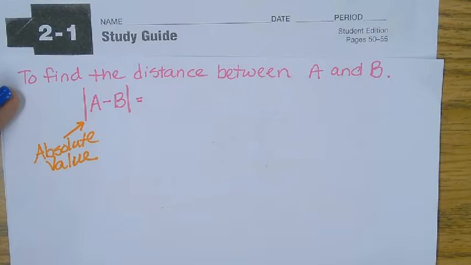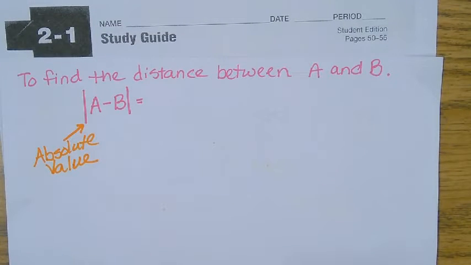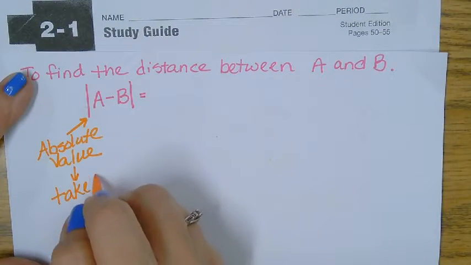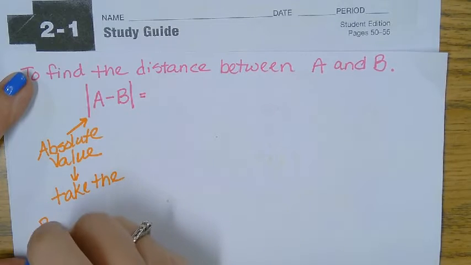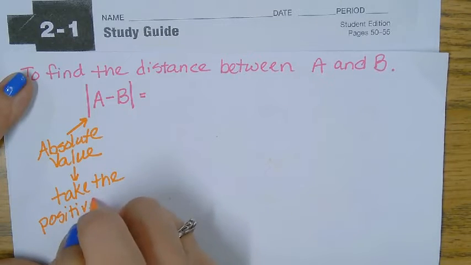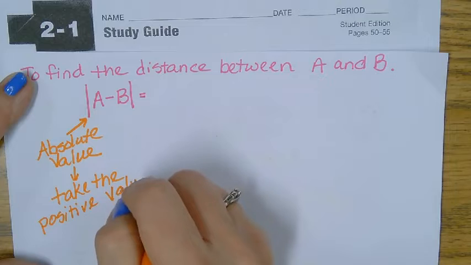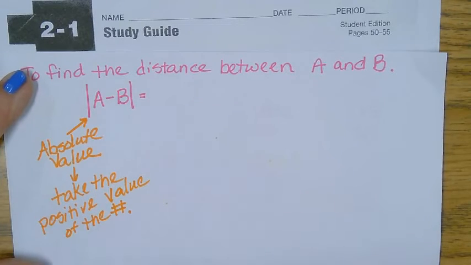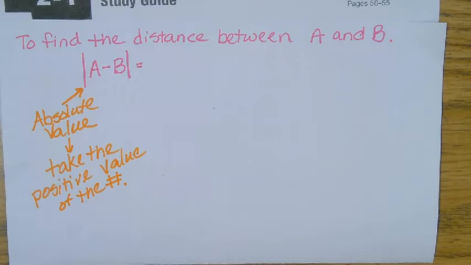And what absolute value does, when we put those bars on it, it means take the positive version, the positive value of the number. So that's what absolute value means. It says whatever's inside is going to come out. We'll drop the absolute value bars and make that number positive. If it's already positive, it stays positive. If it's negative, it turns to positive.